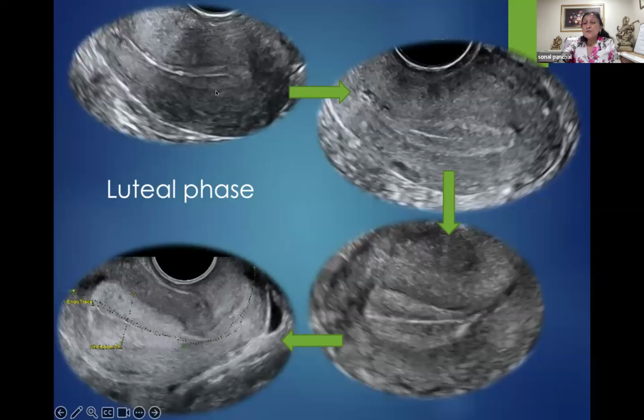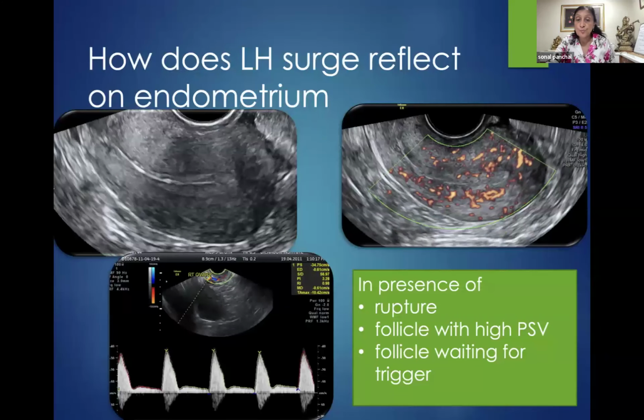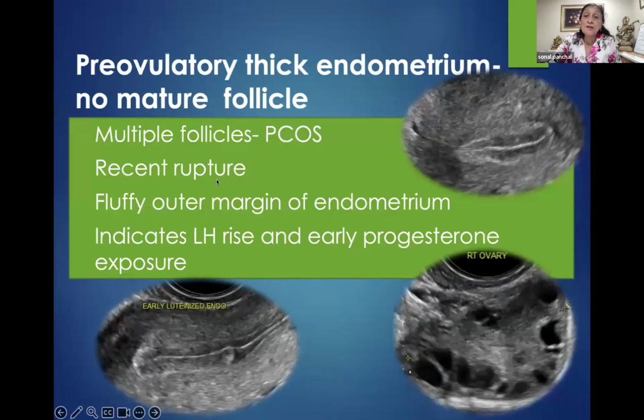That means that fluffiness of the outer margin of the endometrium without hyperechogenicity is a sign of physiological exposure of the endometrium to progesterone. And this is a desired sign before the ovulation occurs or immediately after the ovulation. It indicates about 24 hours of exposure. If you find the sign in the presence of ovulation, that means a recent rupture has occurred. If you find this sign with a mature follicle and a high PSV, it means yes, the ovulation is impending. But if you find the sign when the follicle is immature, that is when it indicates a premature LH surge.